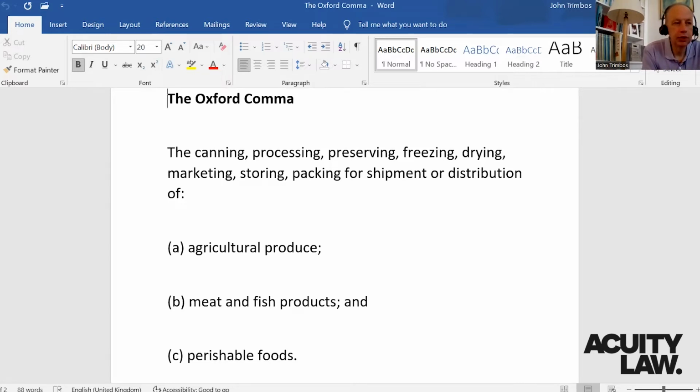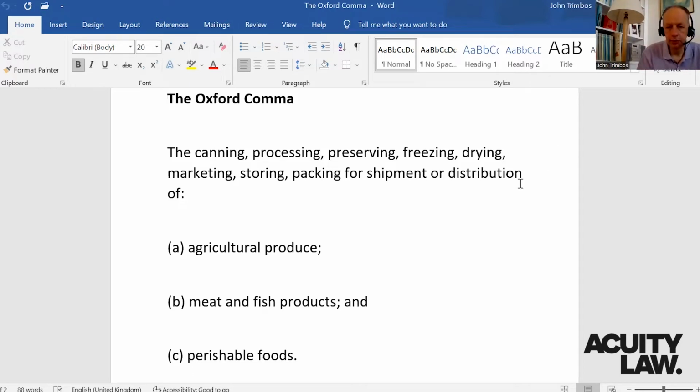And the employers said, no, hang on a minute, you're not reading that one properly. That is not one homogeneous item there, packing for shipment or distribution. It is two separate activities, two separate items: packing for shipment or distribution.